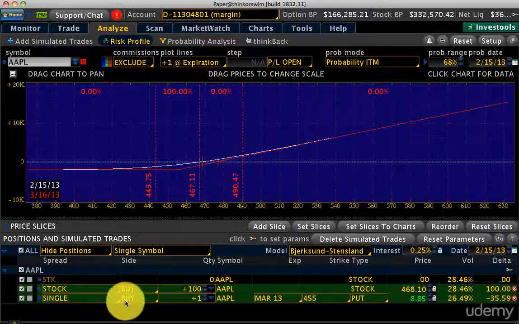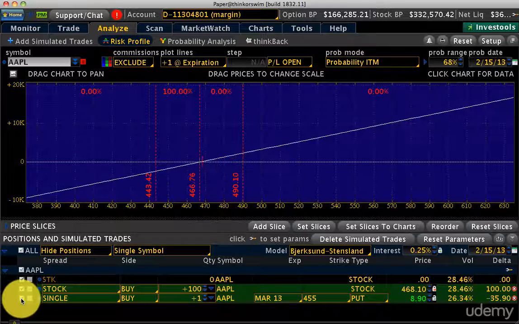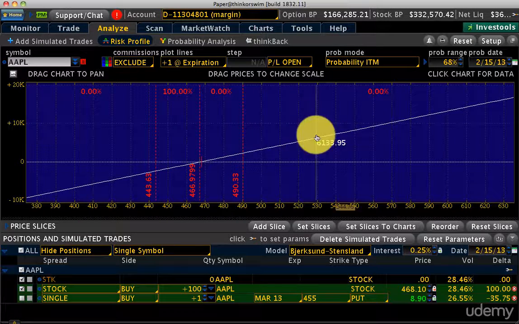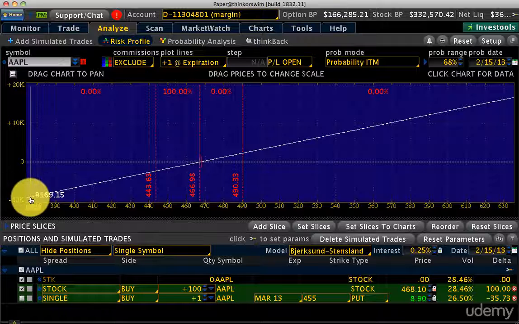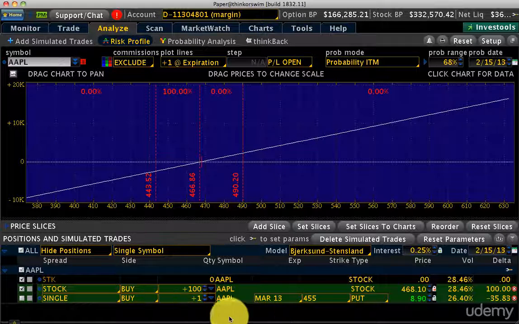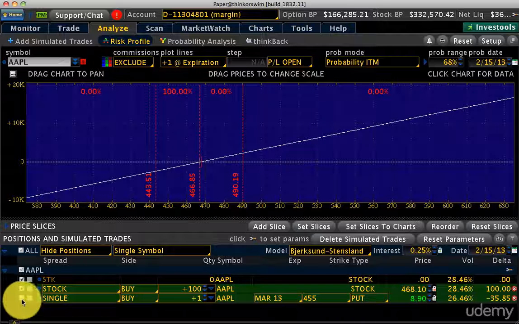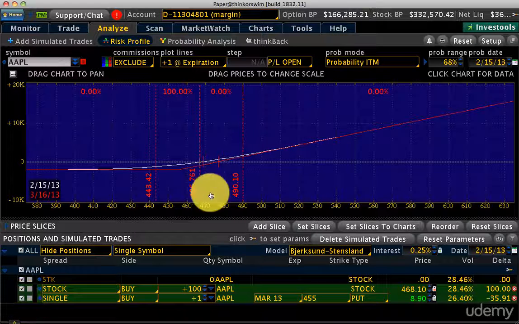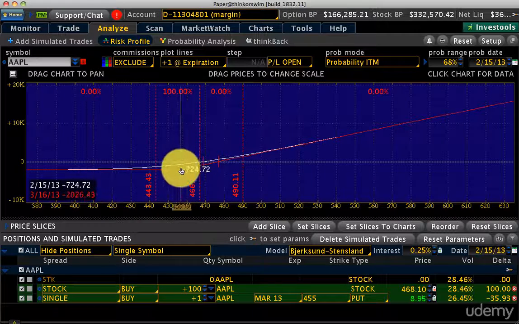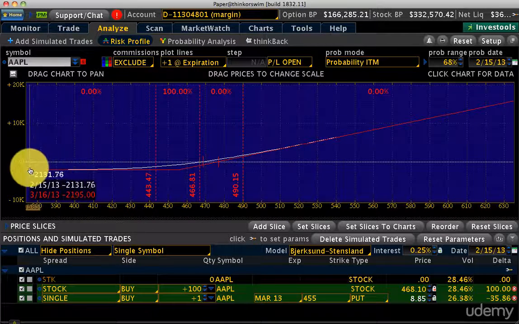So let me take off the option first. So let's understand. This is the stock. Your stock has unlimited profits to the upside, and it has unlimited losses all the way down to zero. Now, if you add this particular put option, let's see what it does. It takes away the unlimited loss on the downside, and it becomes a flat line.